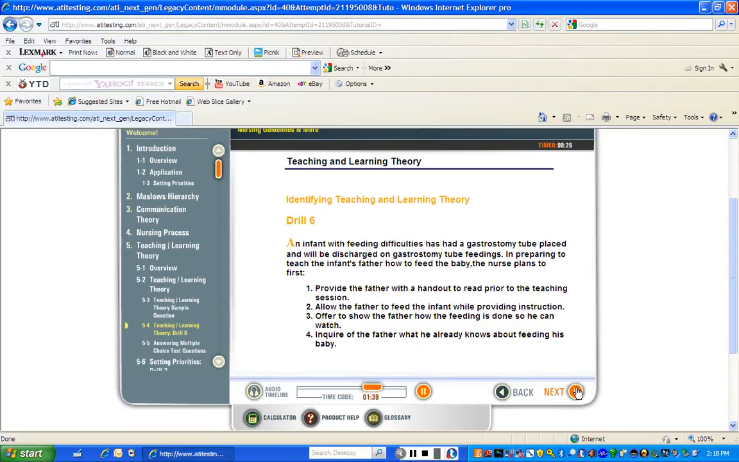In option 4, inquire of the father what he already knows about feeding his baby. We can assign a plus sign to this choice. This is the only choice that allows the nurse to assess the learner's needs. It is possible that the father has already observed several feedings and feels ready to do more at this point. Or it is possible that the father has no knowledge about the feeding tube at all. The only way to obtain this information is to assess the learner.